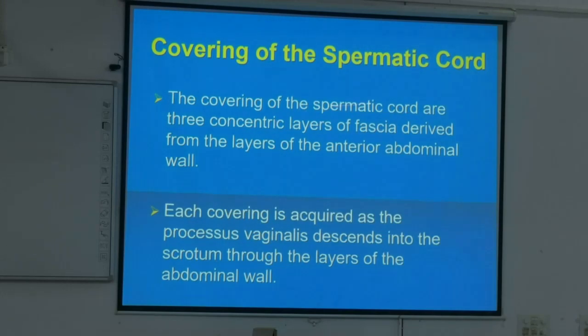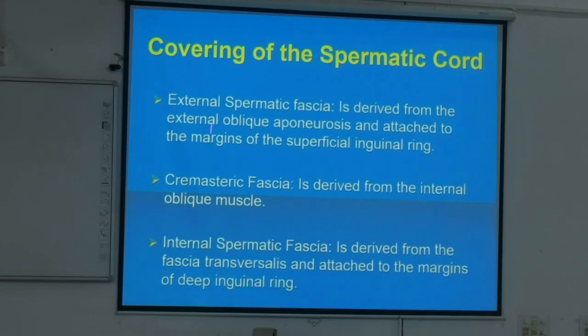Next is covering of the spermatic cord. Covering of spermatic cord has three concentric layers of fascia derived from the layers of anterior abdominal wall. Each covering is acquired as the processus vaginalis descends into the scrotum through the layers of the abdominal wall. These are the three coverings. External spermatic fascia is derived from external oblique aponeurosis attached to the superficial inguinal ring. Cremasteric fascia is derived from internal oblique muscle, and internal spermatic fascia is derived from the fascia transversalis and attached to the margins of the deep inguinal ring.